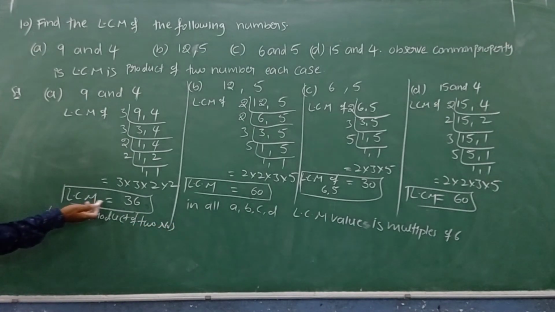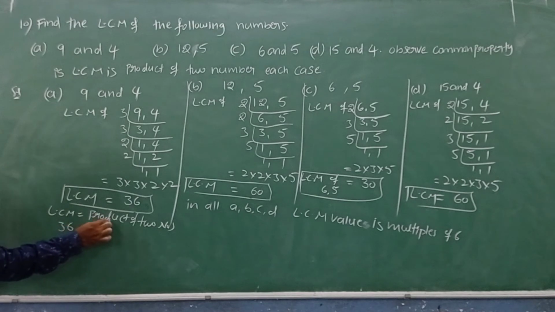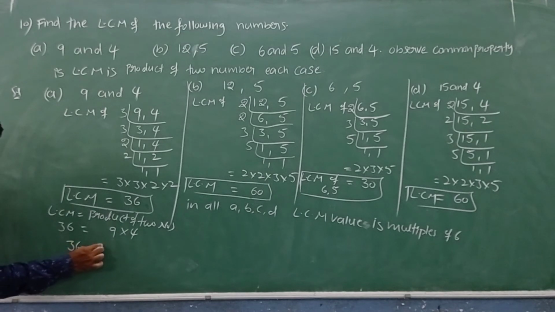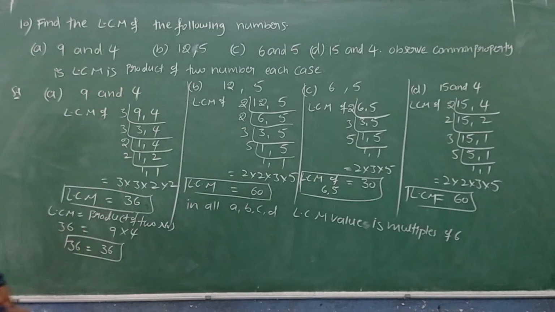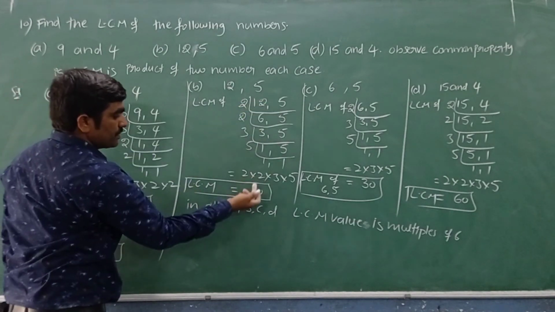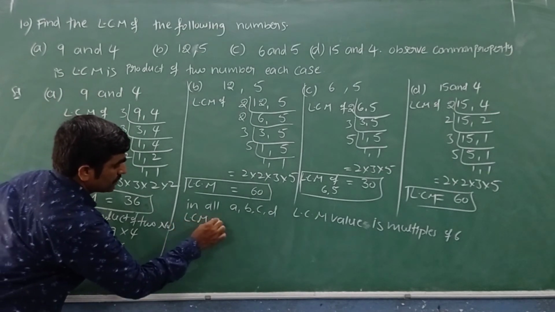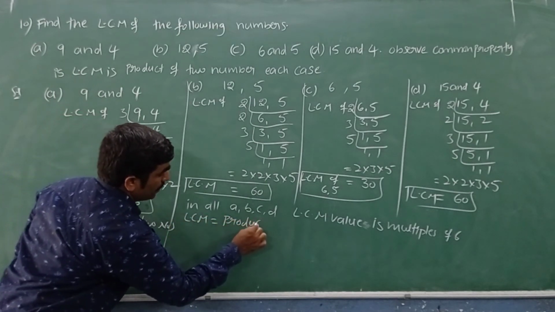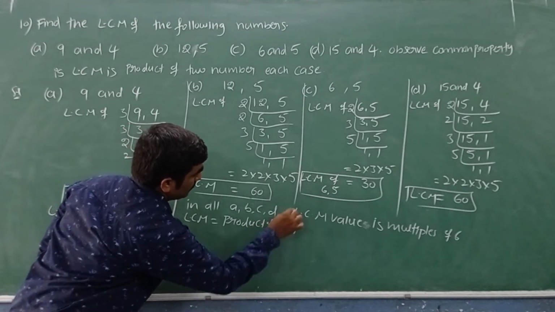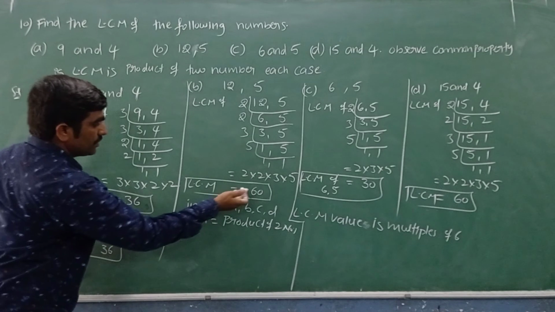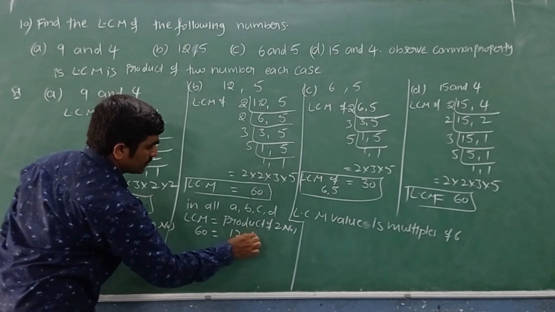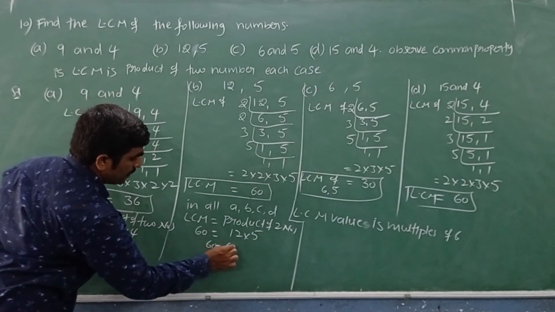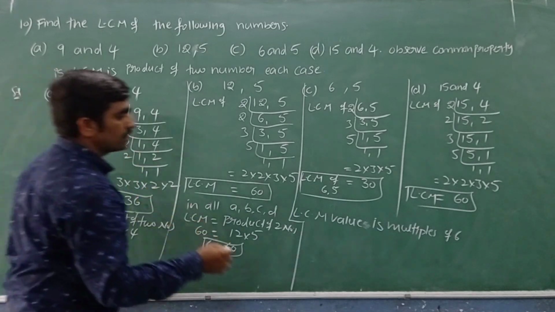Let us check now. The LCM is 36. Is it the multiplication of the given two numbers, 9 into 4? Yes, 36 is equal to 9 fours. Here I observed the LCM is equal to the product of the two numbers. Then what about the second case? The LCM is 60. Let us check here also whether it is the product of the two numbers. Given two numbers, multiply 12 into 5. Yes, both are equal. 60 is equal to 60. Both are equal.